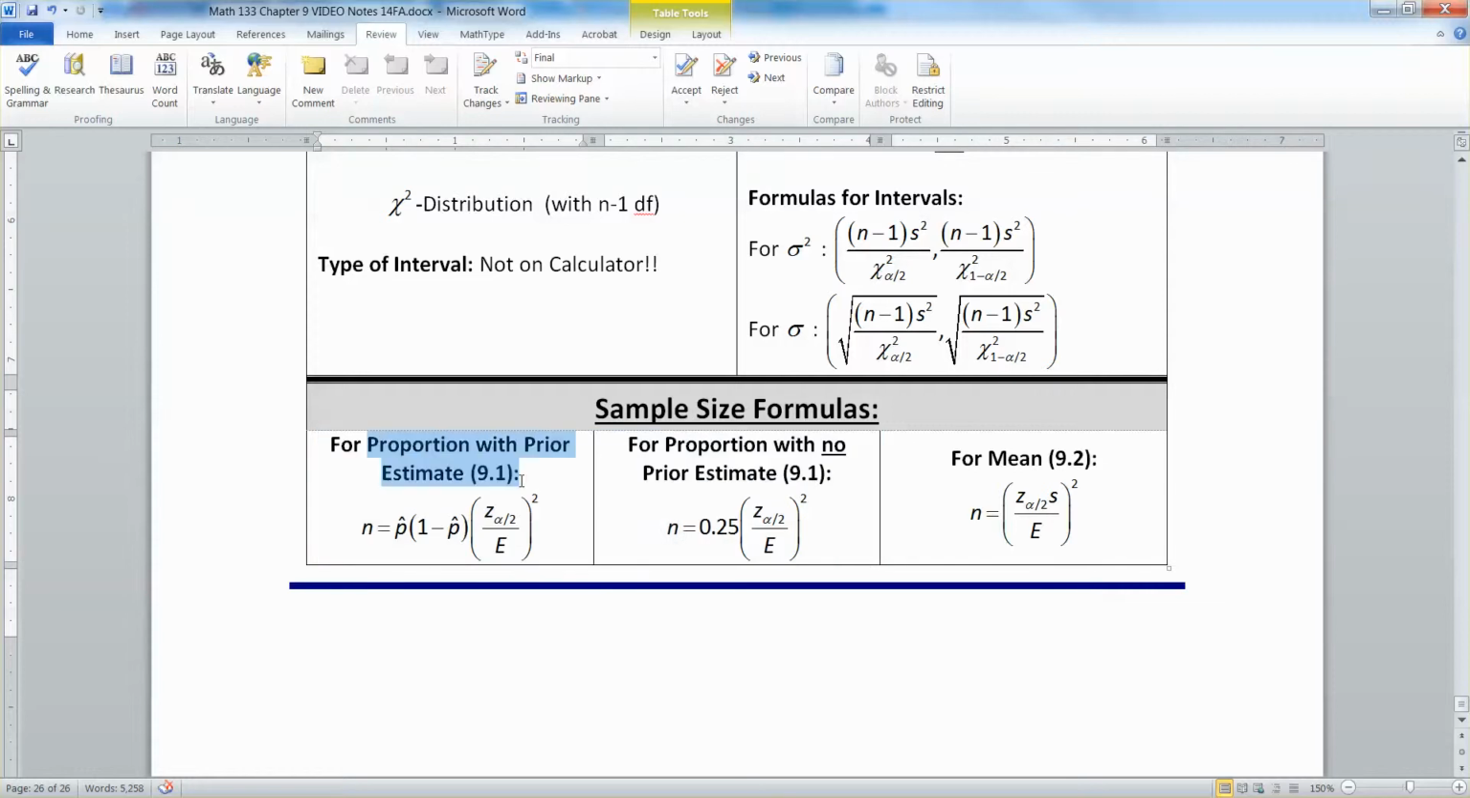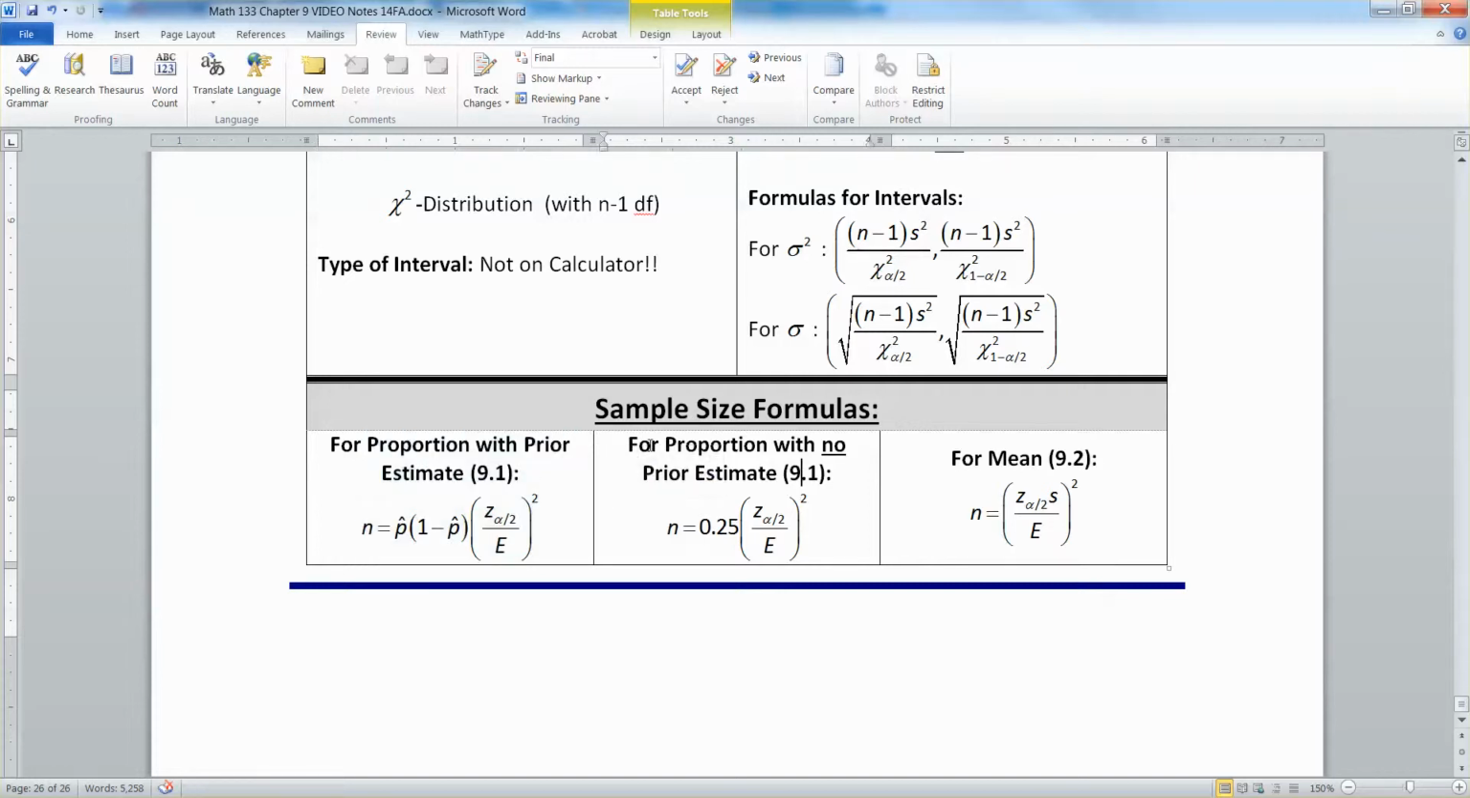So this one is when you have a prior estimate. You have some old study, some old survey. So for example, for the presidential approval rating, they did it a week ago. So they have last week's. So they have a prior estimate. It was last week's estimate. For what percentage of people are going to vote in the next election, they have the last election. So they've got prior estimates from that.